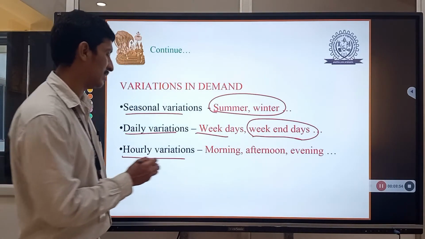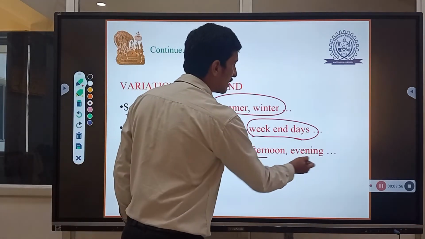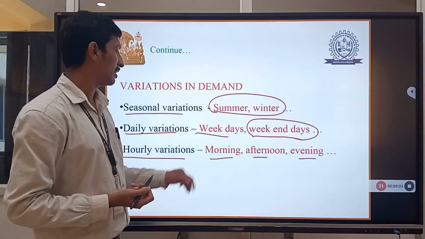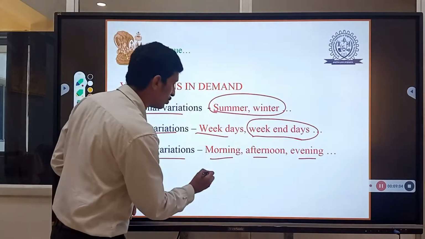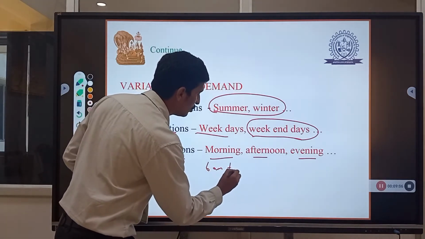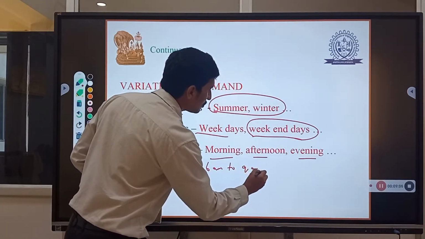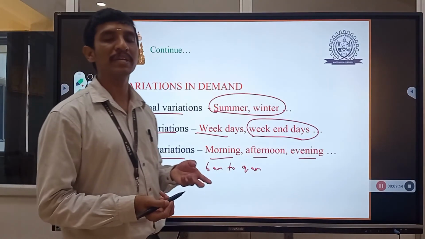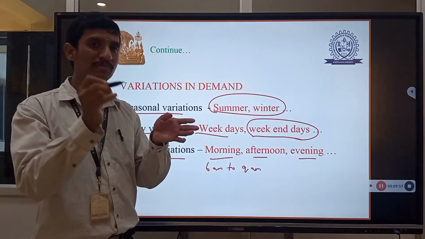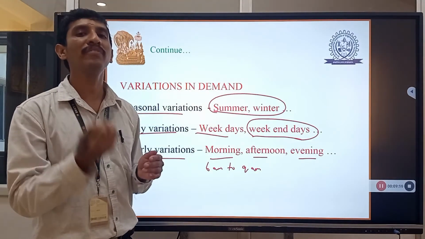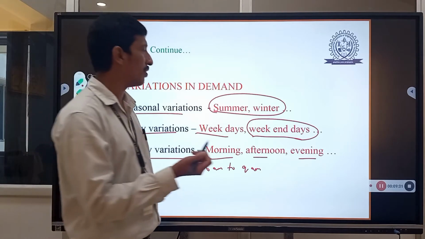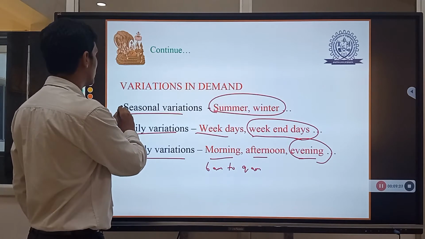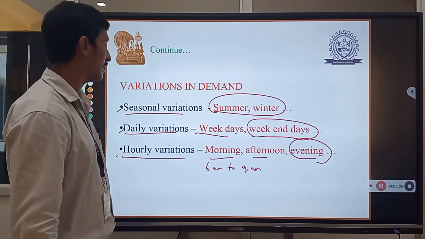Then hourly variation, like morning, afternoon, evening. According to the time, the variation will occur. In morning time, from 6 a.m. to 9 a.m., the requirement of water is more, and apart from that, up to the evening 5 o'clock, the water requirement will gradually reduce, and then after 5, the requirement of water is again increased. So according to the hour, according to the day, according to the season, the variations of the demand will occur.